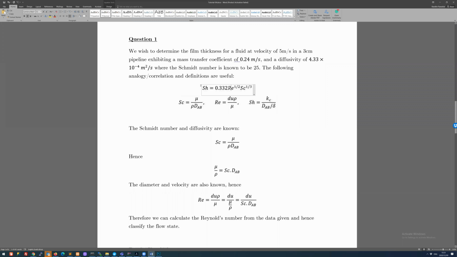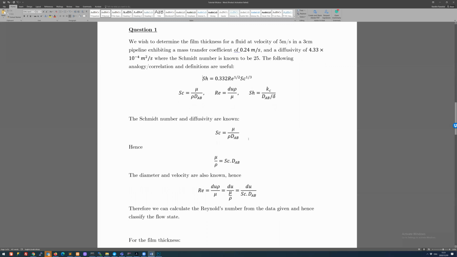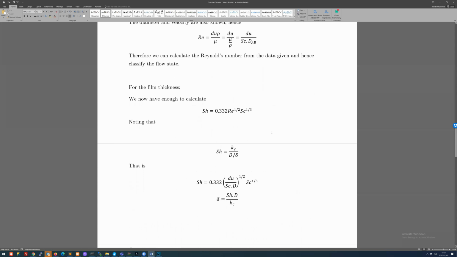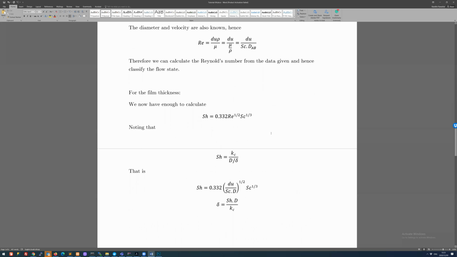And you can see we've just worked out the Reynolds number. We've just calculated that. And then the Schmidt number is simply given, 25. So we can indeed calculate the Sherwood number from this correlation, and so we can get the film thickness. So that's basically the first question. Any questions or comments there?